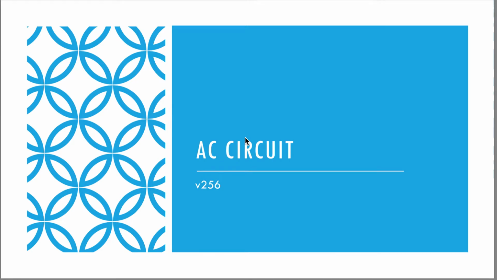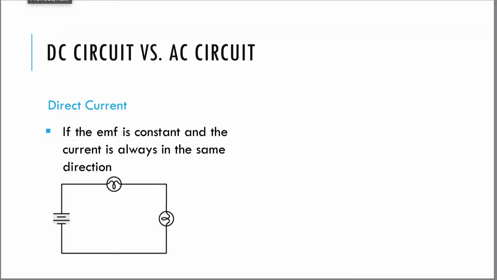Hello, this video is going to serve as a very brief introduction to AC circuits. Up to now, we've learned about DC circuits, or direct current circuits. All of our circuit elements were connected to a battery. So a battery provides DC current. This means that the current is only flowing in one direction.